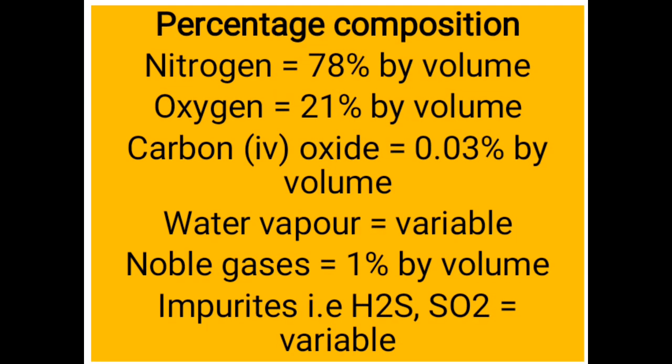Now let's look at the percentage composition for each. Nitrogen we have 78%, which is the highest. Oxygen 21%, carbon dioxide 0.03%, water vapor varies, it is variable, noble gases 1%, impurities also vary. We cannot tell that this is a particular volume of impurity we are going to see in air. It varies.